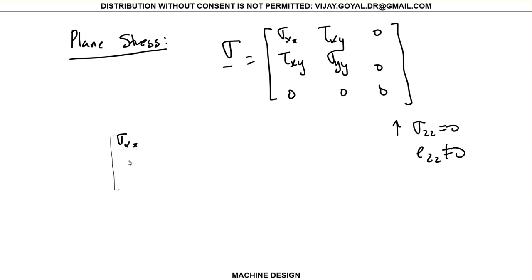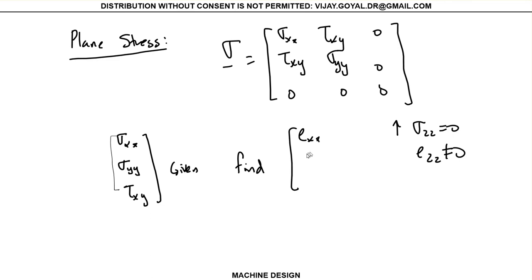Sigma xx, sigma yy, tau xy. So this is given, and I want to find exx, eyy, ezz, and gamma xy. So I need to find this. Okay, this is the goal if it's a plane stress.